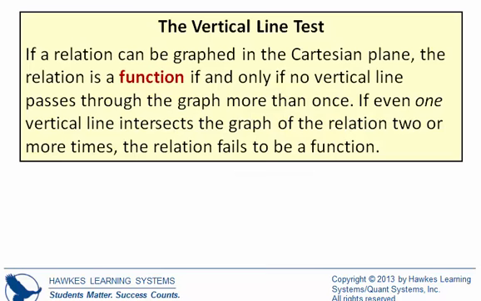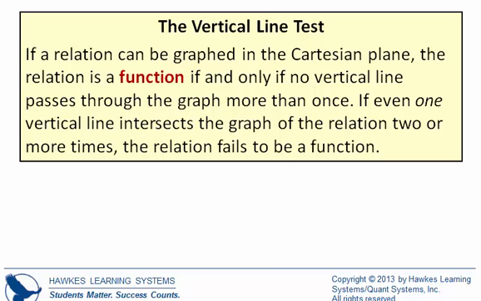We'll now look at what is called the vertical line test. If a relation can be graphed in the Cartesian plane, the relation is a function if and only if no vertical line passes the graph more than once. If even one vertical line intersects the graph of the relation 2 or more times, the relation fails to be a function.